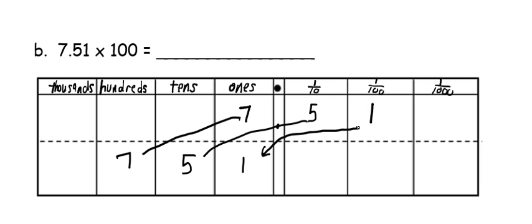So each digit became 100 times greater, and we can see that on the place value chart. So the answer to 7 and 51/100 times 100 is 751.